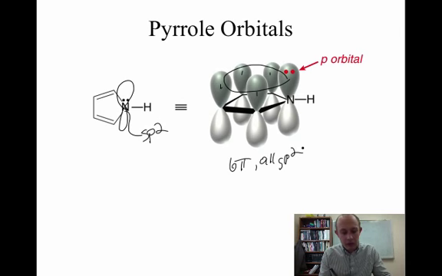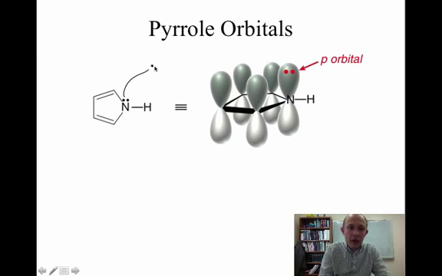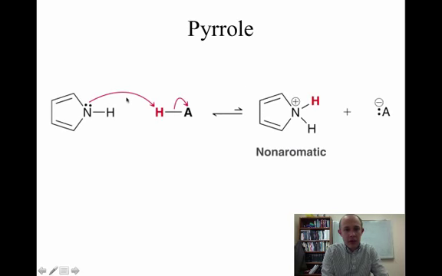But what's very important to note here is that these 2 lone pair electrons are participating in aromaticity. If we lose those 2 electrons, we lose aromaticity. So if pyrrole acts as a base, then we form a non-aromatic product. So pyrrole is not very basic, because if this nitrogen acts like a base, we lose aromaticity.